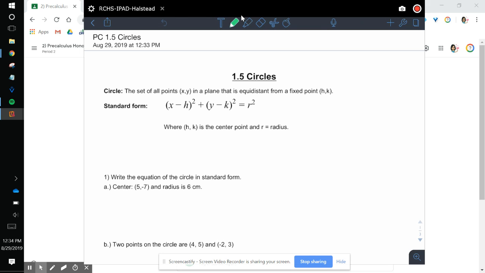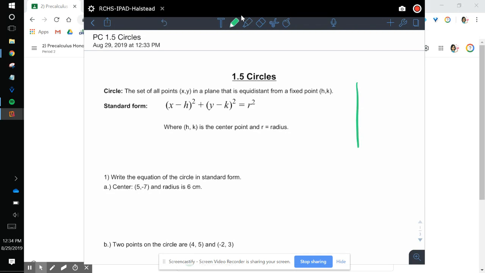Okay, guys, we're going to look at the equation of a circle today. So is a circle a function? No. So that's okay. We can still graph it. The definition of a circle is the set of all points that are equidistant from a fixed point.